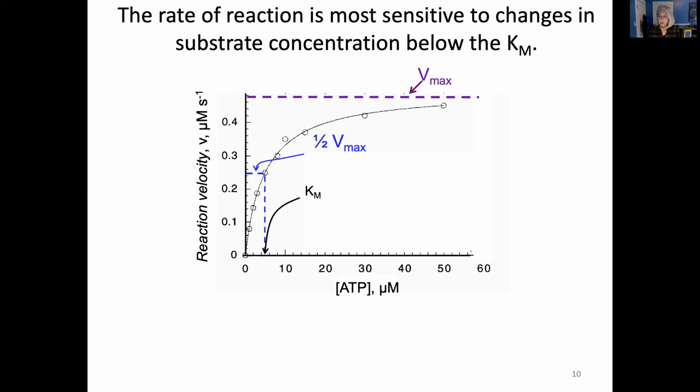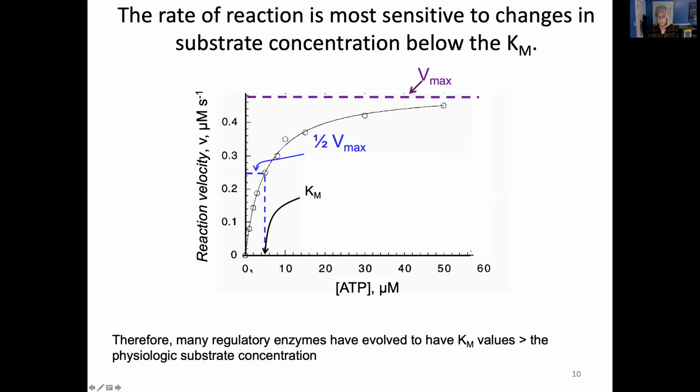So in order for there to be a big change in the rate of the reaction, the substrate concentration should be below the Km. And therefore, for many regulatory enzymes, particularly those that are sensing the substrate concentration in the cell, they have evolved to have Km values that are higher than the physiologic substrate concentration. In other words, if this is what the curve looked like, the physiologic substrate concentrations would be down here, so that a small change in substrate concentration would cause a big change in the rate of the reaction. Okay, so we'll analyze some examples of those in class.